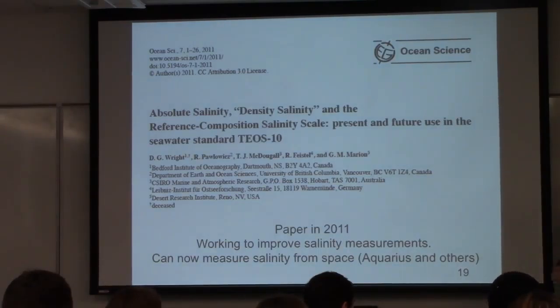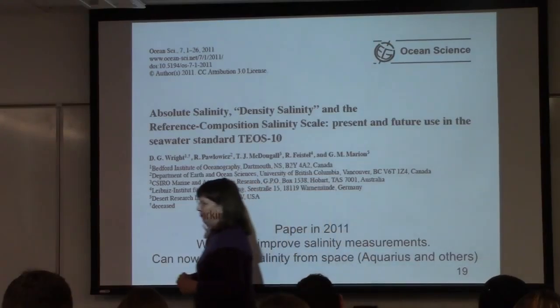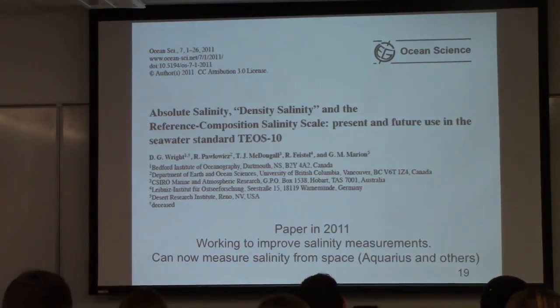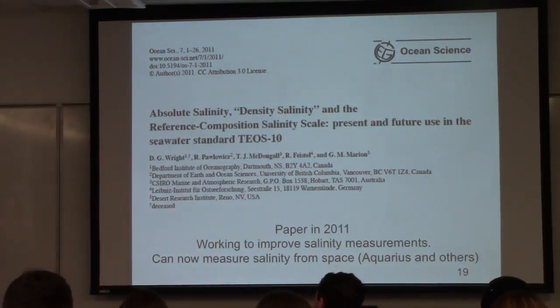The Damariscotta River, depending on freshwater flow, is any place between about 20 and 30. You go into the Gulf of Maine, salinity is between about 30 and 32 milligrams per kilogram.